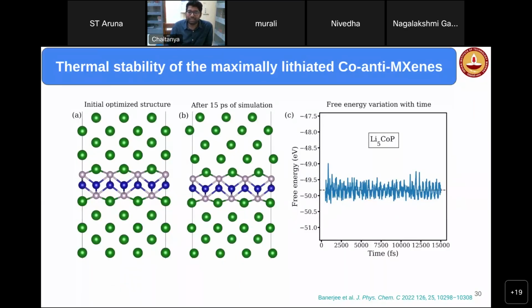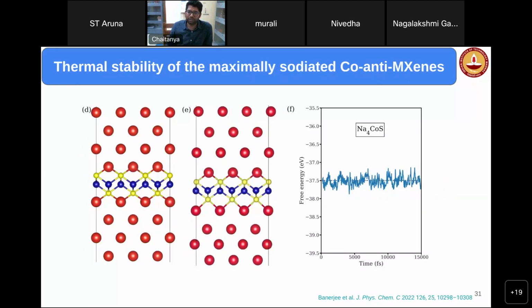As you can clearly see, this is the initial optimized structure, and after running for a 15 picosecond simulation, you can see that there are only very slight structural differences. This suggests that at 300 Kelvin, this particular 5 layer structure is thermally stable. And also you can see the energy differences. If there are any bond formations, there will be huge energy fluctuations, and you are not seeing such things, suggesting that they have good thermal stability. Similar kinds of calculations we also ran for sodium on cobalt sulfide, and that also gave roughly similar results.